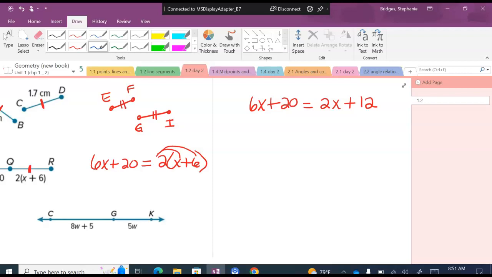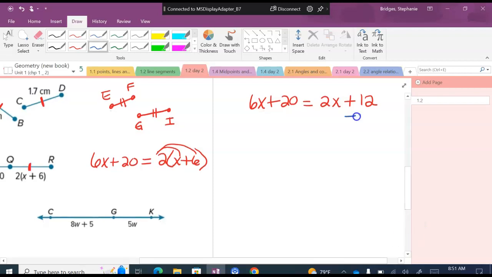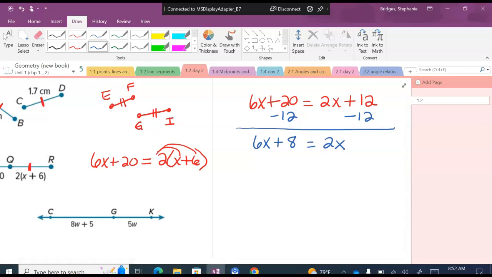You want me to move the 12 over to the 20? Okay. So I'm going to subtract the 12 over to the 20. Remember, with equations, there are multiple ways that you can solve them. What is positive 20 and negative 12? Going to give me what? Positive 8? All right. What next? Divide 2.